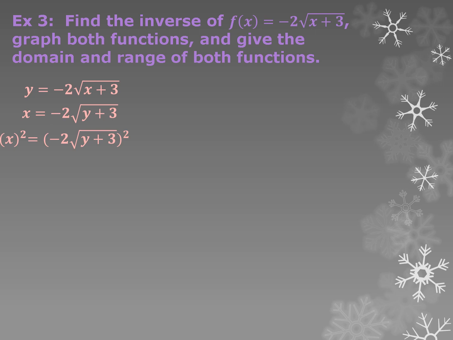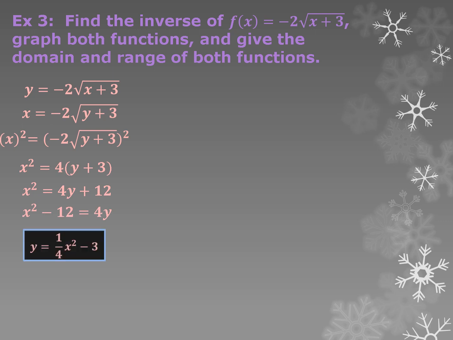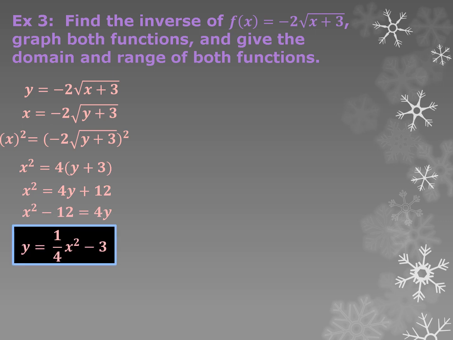That gets me x squared equals, now when you square a coefficient times a square root, you're going to square the coefficient and then you're going to square the square root. So -2 squared is +4, and the square root of y plus 3 is y plus 3. So again, here you can distribute or you can divide. It does not matter. I'm going to distribute, so I get 4y plus 12. You subtract 12, then you divide by 4. So there is the equation of my inverse.